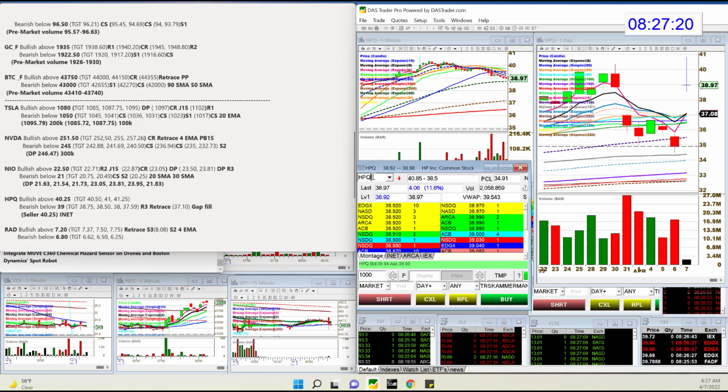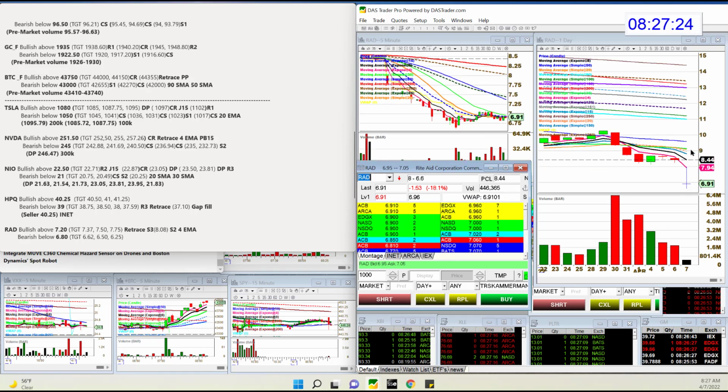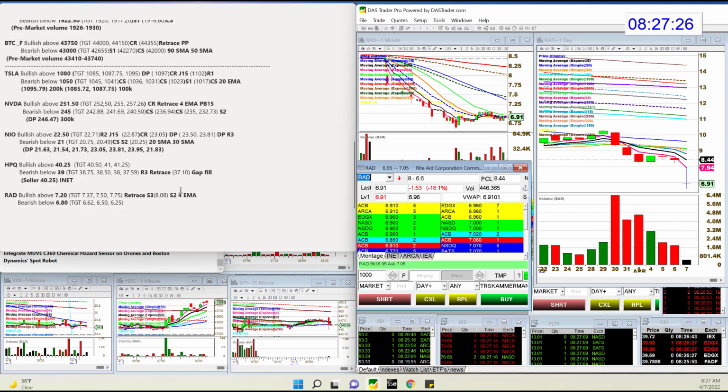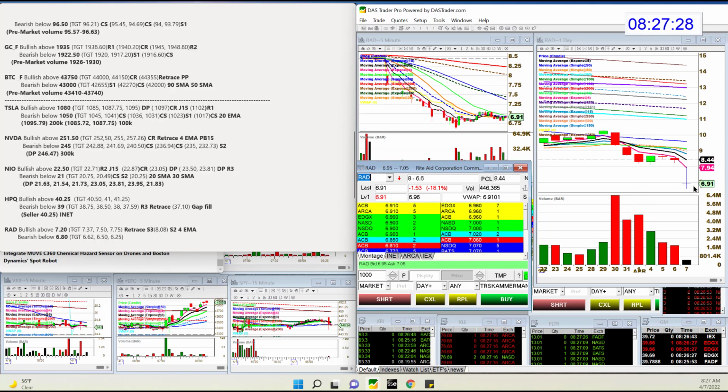Rite Aid. Haven't seen this one in a really long time, but it's having some moves this morning. So bullish above 7.20 and bearish below 6.80. That's really all the trades that I like this morning. Couldn't find anything else, but it doesn't mean we won't find other trades during the day.